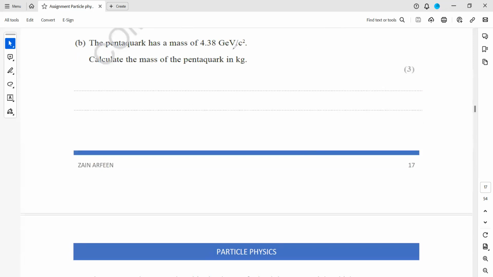Then we have to convert how this mass is there. So how much energy will it produce? It will produce 4.38 giga electron volt. That is the same amount. So first we convert. Now we need the mass. So E is equal to mc squared. If I need the mass, it will be energy divided by the speed of light squared. So the energy should be in joules.